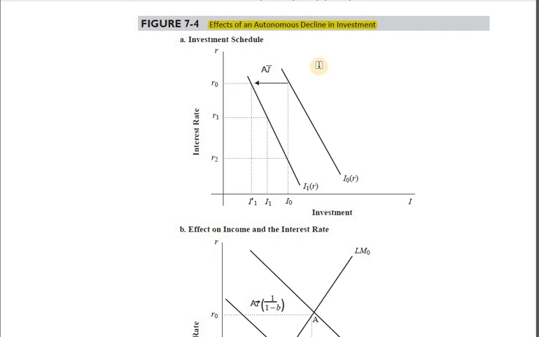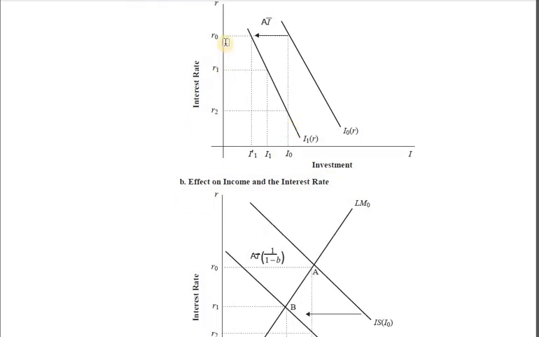Autonomous decline in investment is just like the decline in government expenditure, because G as well is not dependent on the rate of interest. But because we're talking about the academic book here, let's talk about autonomous decline in investment. So basically an investment that is not dependent on the rate of interest. If this happens, what's going to happen?